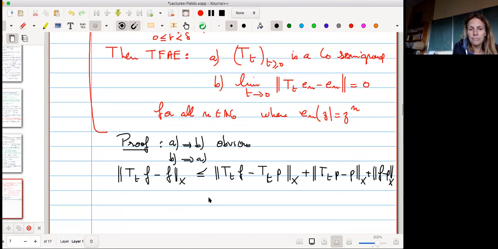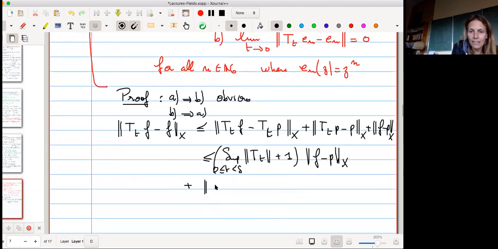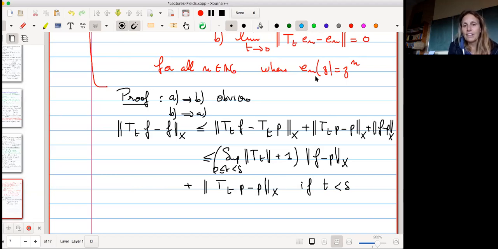Okay, and for t small enough, here you have the sup of T_t plus one times the norm of f minus P, plus T_t P minus P if t is small enough. If t is less than delta, you have this. And now you use the density of the polynomial. And so this can be small by A, and this is small by B.